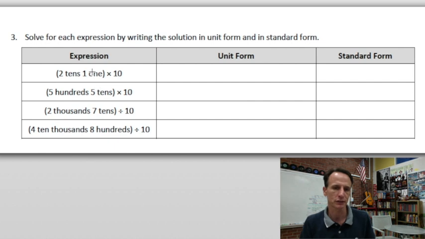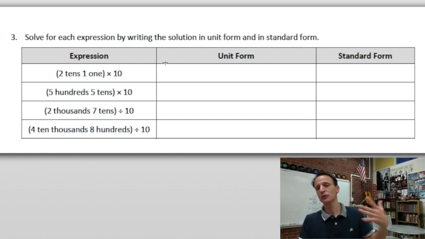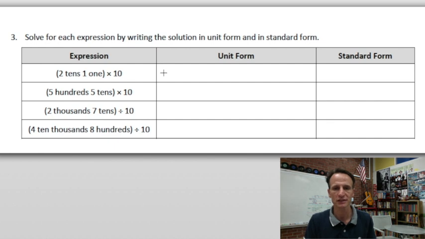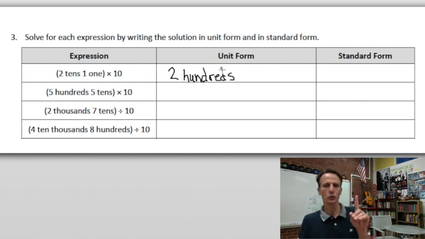So let's look at this. 2 tens, 1 one, times 10. Now, we are getting to where we understand what we're doing well enough that we can kind of just streamline it. 2 tens times 10, you're just moving those 2 tens up a place. So 2 tens times 10 is 2, what's a place up from tens? Hundreds. You see how streamlined you are now?